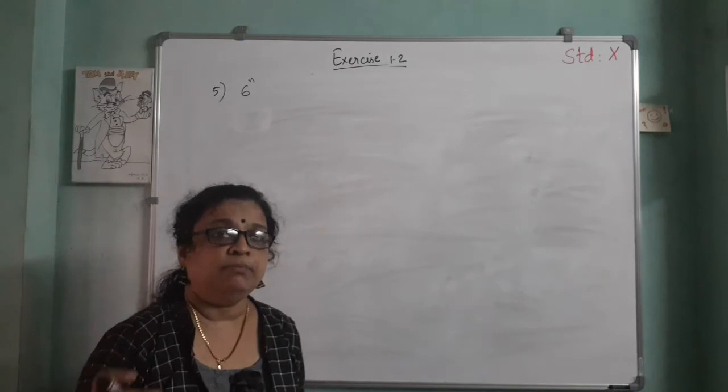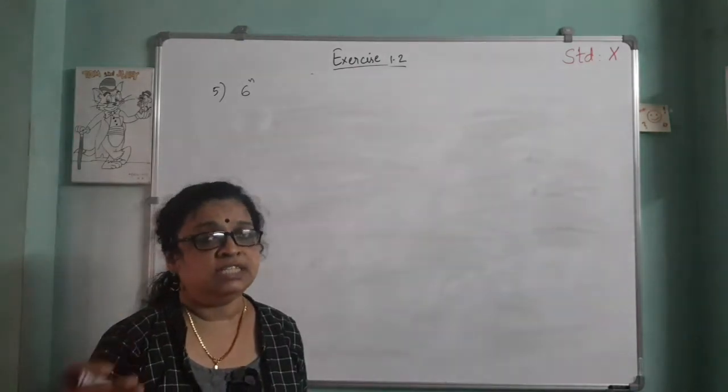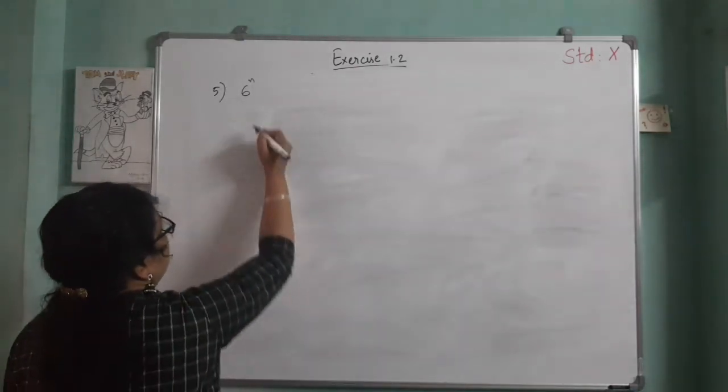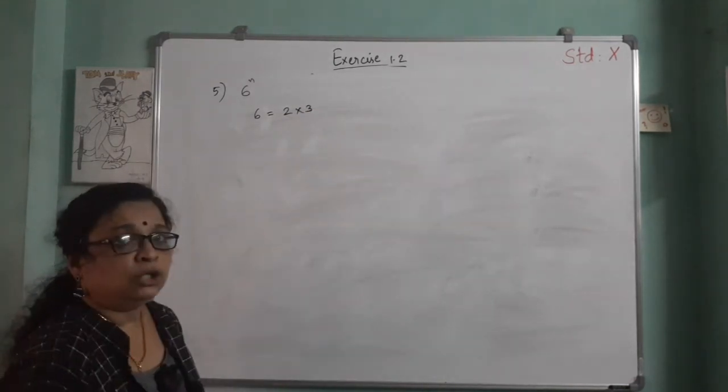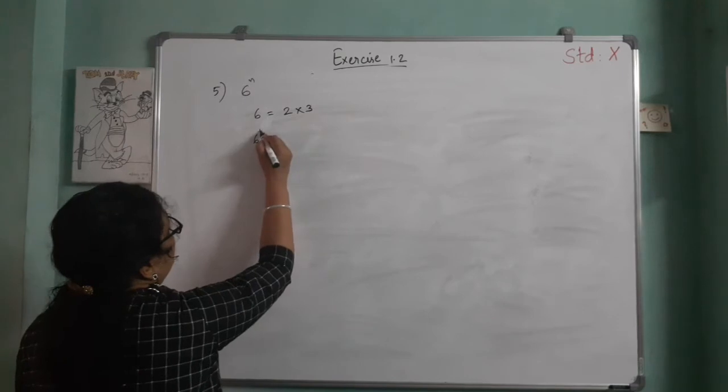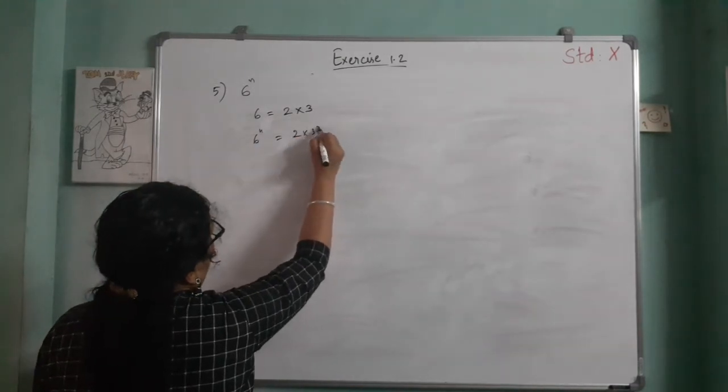We know that a number ends with the digit 0 only if 5 is a factor. So 6 can be written as 2 into 3. That is, the prime factors of 6 are 2 and 3. So 6 raised to n can be written as (2 into 3) the whole raised to n.